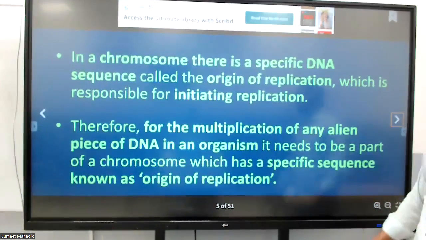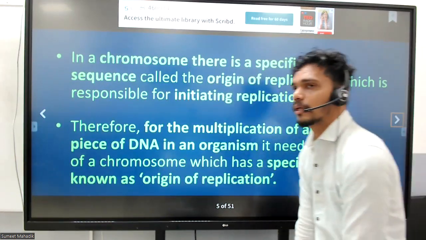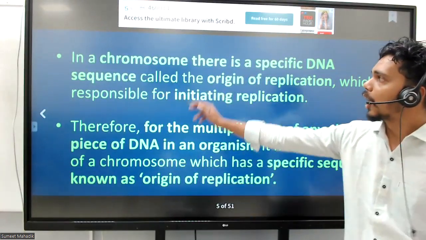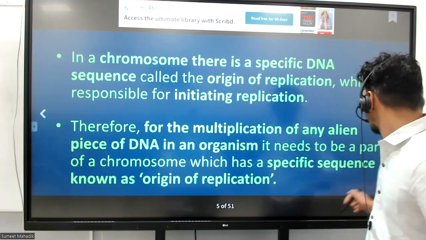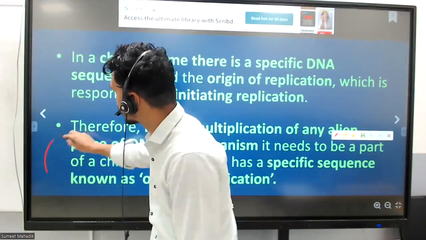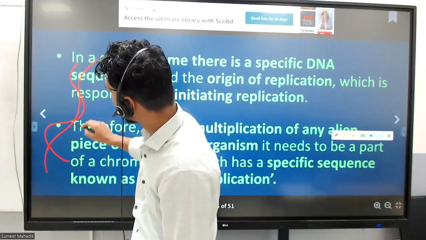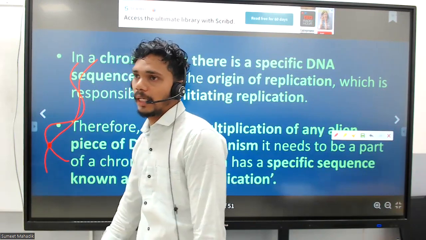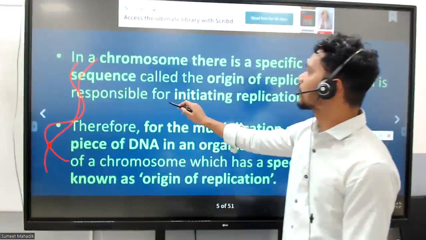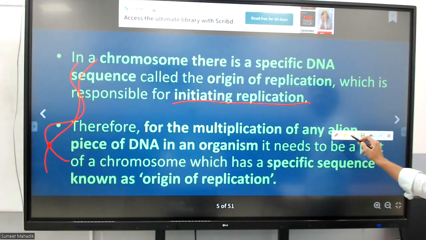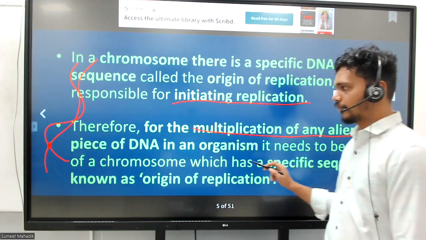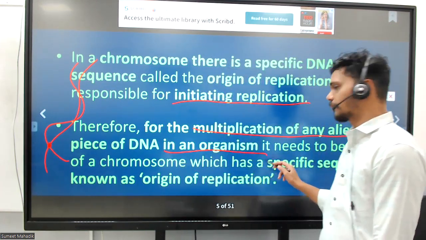Now let's talk about it. In a chromosome, there is a specific DNA sequence. Yes or no? Where are the chromosomes found? Inside the cell nucleus, called the origin of replication. Means what? If this is a DNA, suppose, okay, at a particular point, it's called ori. Replication, the unwinding, will be starting from there. It is responsible for initiation of replication. Therefore, the multiplication of any alien piece of DNA in an organism.